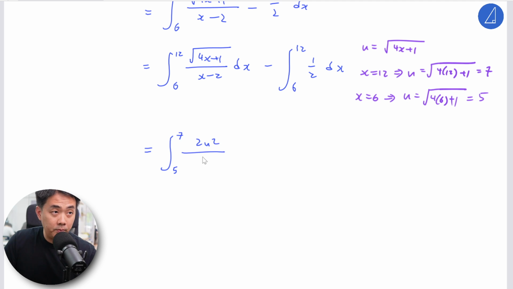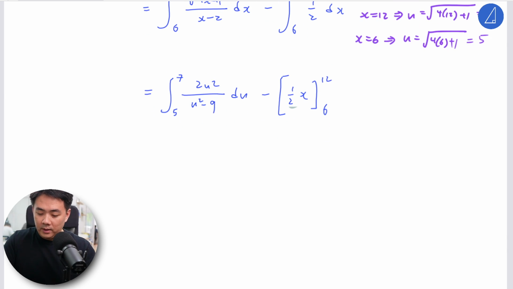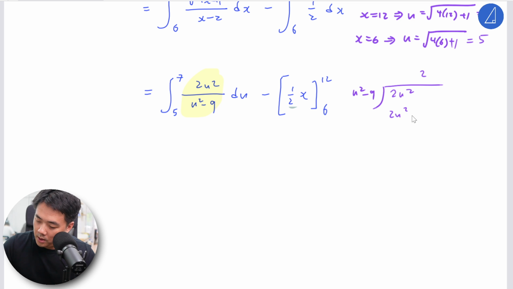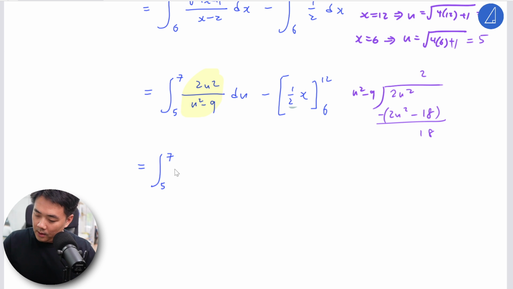2u square, or u square minus 9 du. For the other one, it will be just a normal integration, half x here, then we just put 6 to 12. For this guy, do a long division, because it's an improper fraction. Here, you put 2u square minus 18. This will be 18 here. From here, I'm going to get 5 to 7, 2 plus 18 over u square minus 3 square du.